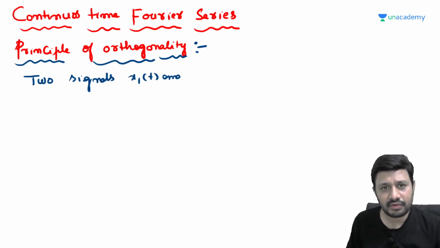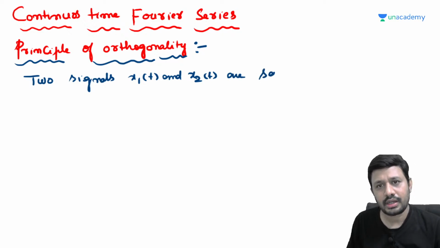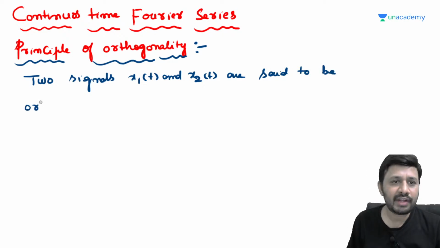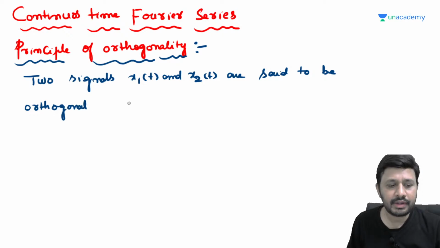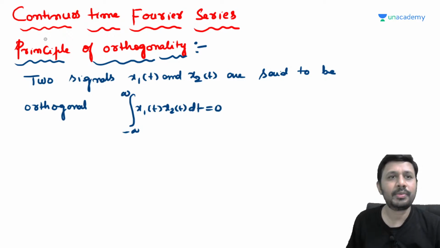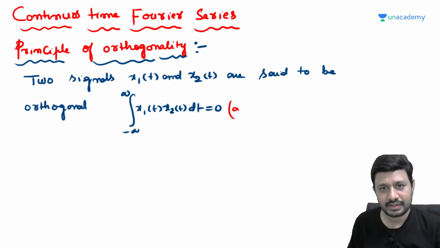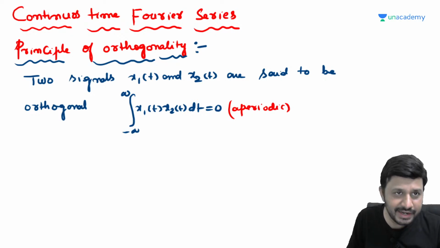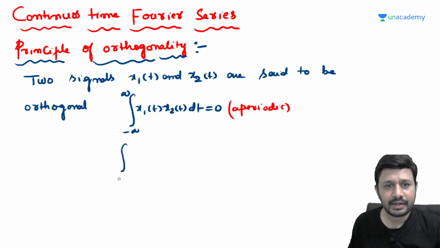Two signals x1 of t and x2 of t are said to be orthogonal when, if you multiply the signals and integrate, meaning take the area under the signal, and if that results in 0, then they are said to be orthogonal for aperiodic signals. And for periodic signals, take one period.